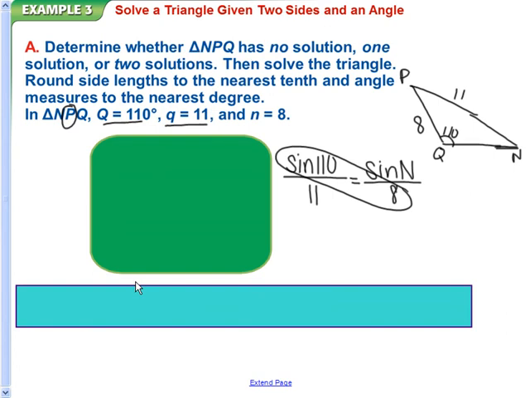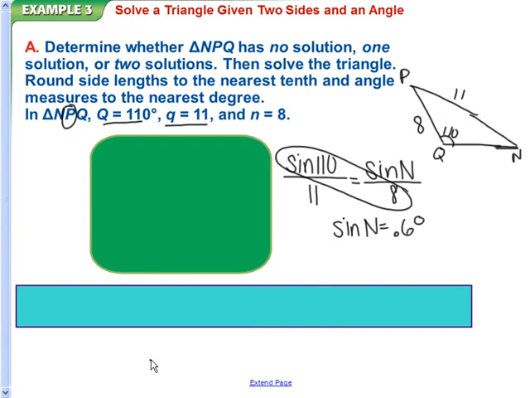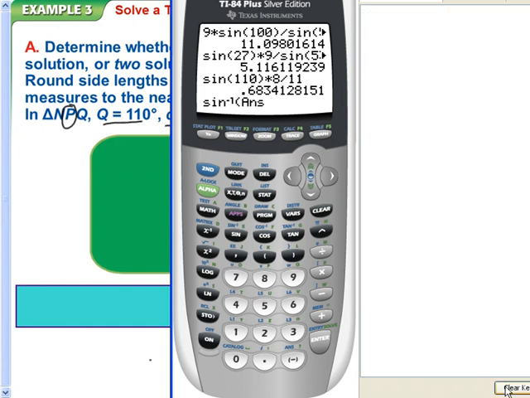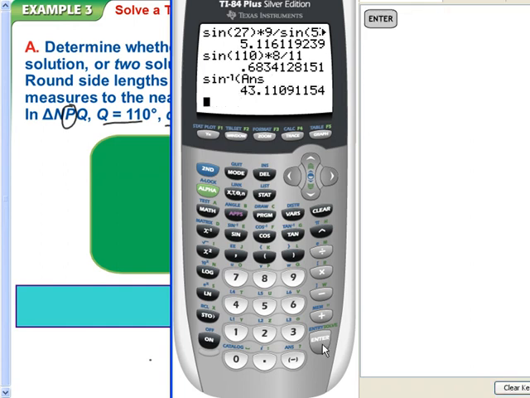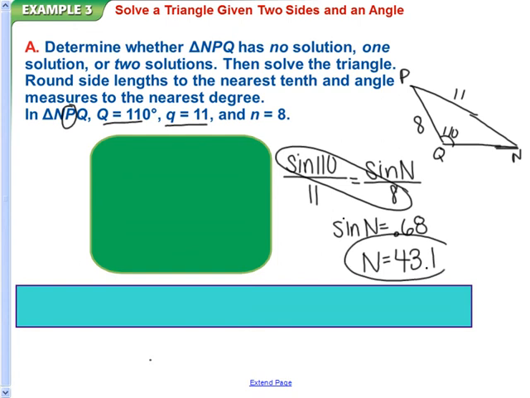Now be careful here because this says the sine of N equals that decimal answer, 0.68. So how do you find what N equals? You do the inverse. And when you do that, you go second sine, second answer, and hit enter. So 43.1 is the angle. So that's one of our answers.